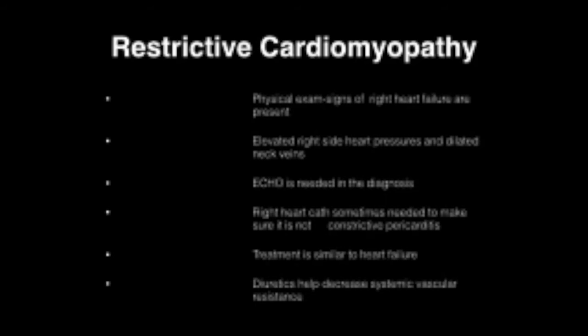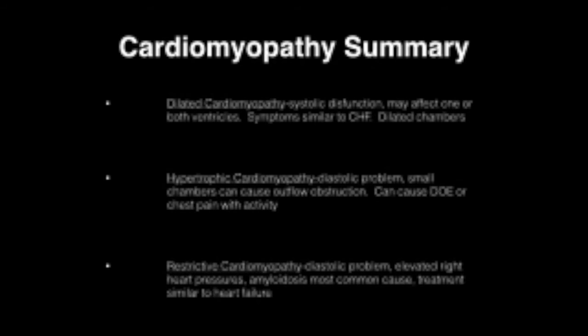To sum things up, dilated cardiomyopathy, you see systolic dysfunction, may affect one or both ventricles, and the chambers are large. Symptoms are similar to CHF. Hypertrophic cardiomyopathy is a diastolic problem where you have small chambers. Remember, for memory's sake, we're going to almost relate this to restrictive cardiomyopathy. Both have small ventricular chambers, and they both have diastolic dysfunction.